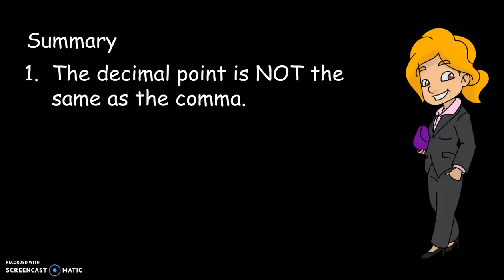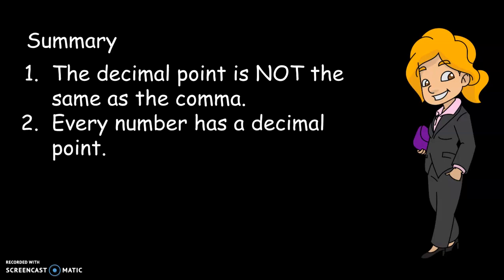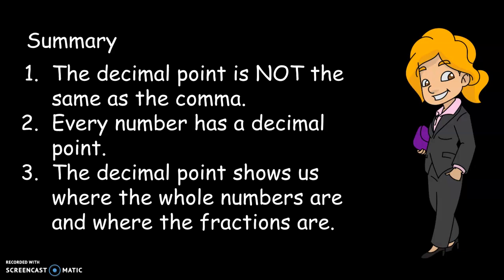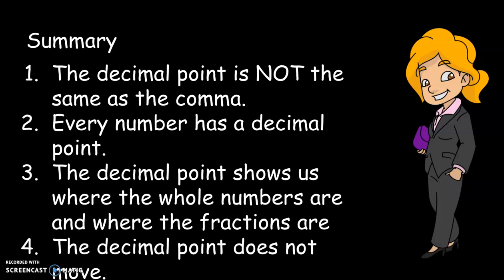Right, let's summarize. First thing, the decimal point is not the same as the comma. Every single number has a decimal point, even if you can't see it. The decimal point shows us where the whole numbers are and where the fractions are. And the decimal point does not ever move. It never has, and it never will.